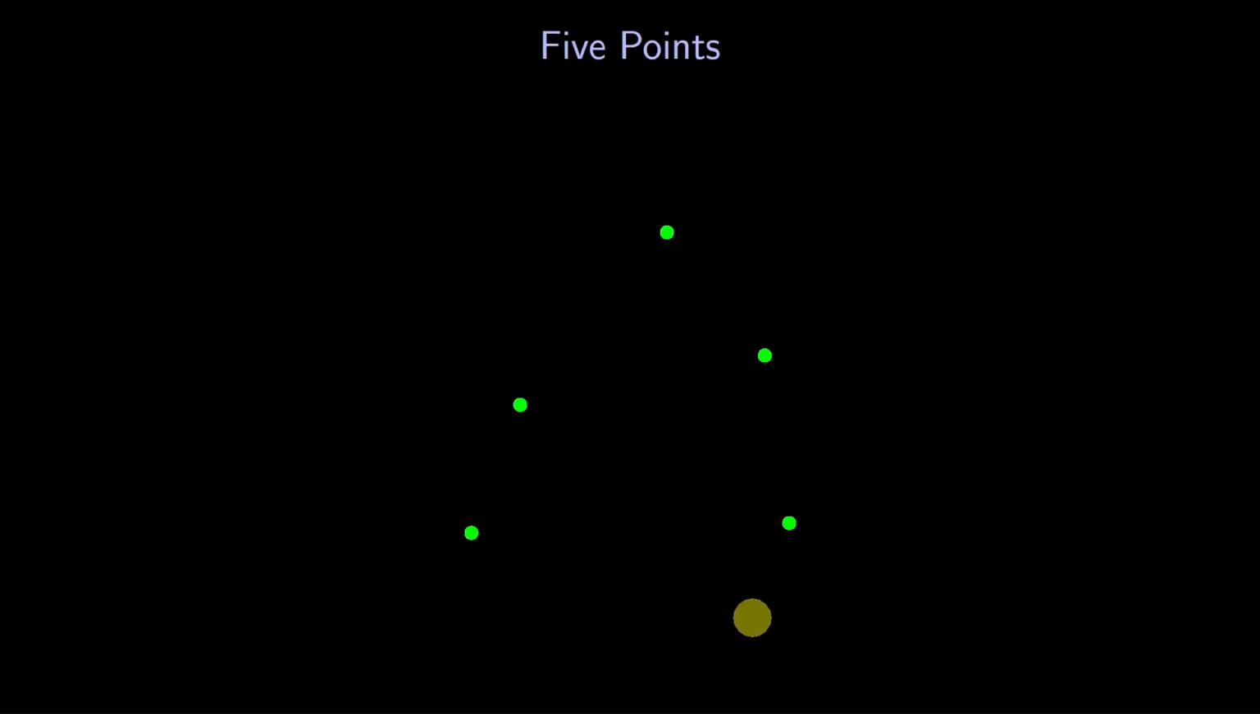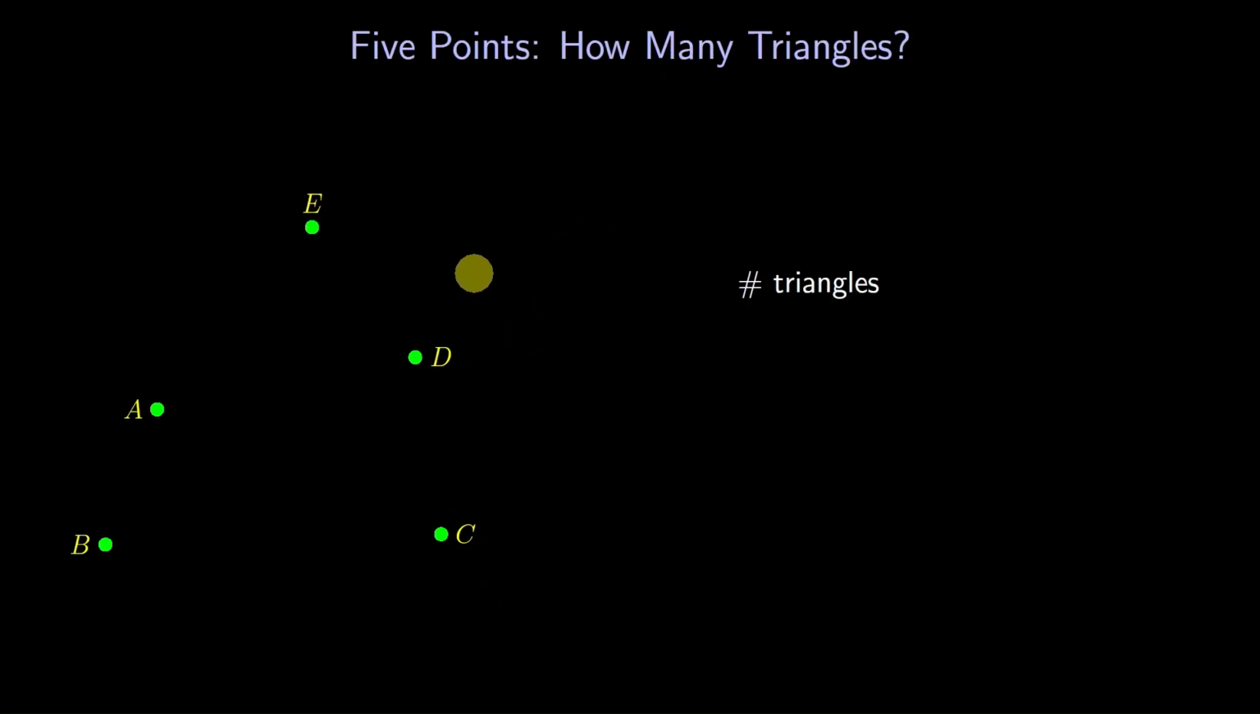Okay, here are 5 points. First, we need to know how many triangles can be made out of them. The number of triangles is the binomial coefficient 5 choose 3. That's 5 times 4 times 3 over 3 factorial. That makes sense because there are 5 choices for the first vertex, 4 choices for the second, and 3 choices for the third. We divide by 3 factorial because, for example, we don't want to count ABC and ACB as different triangles. We get 60 over 6, so there are 10 triangles on 5 points.